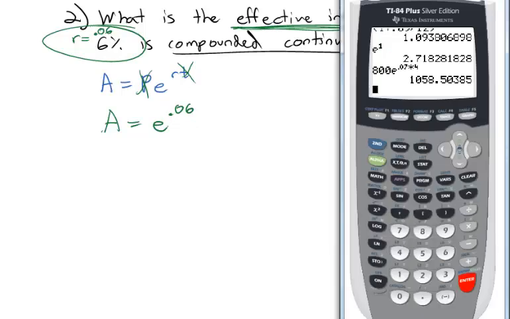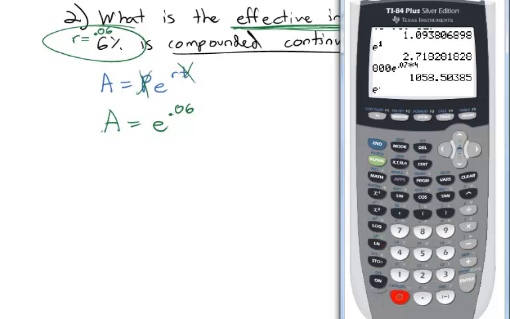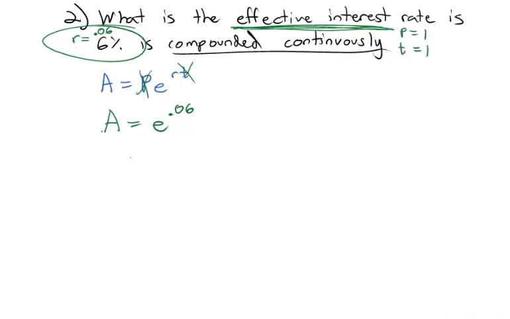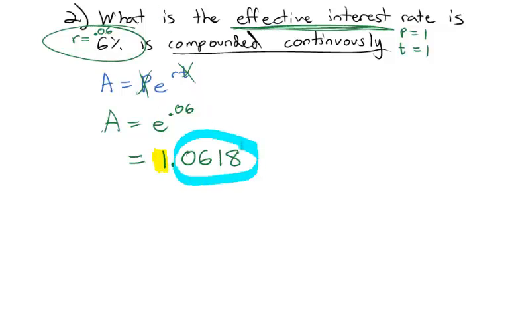On our calculator, hit second ln to get the e, then 0.06 gives us 1.0618. Remember the 1 represents the one we started with, the present value. The interest comes from the end. So the effective interest rate, instead of compounded continuously, if it was all paid at once, would be 6.18%.